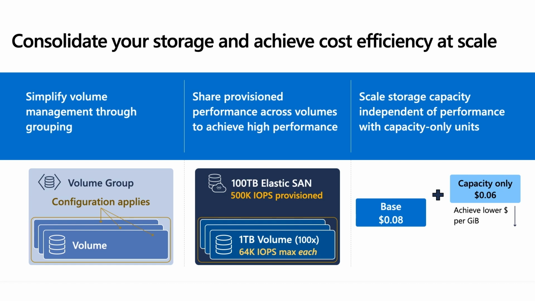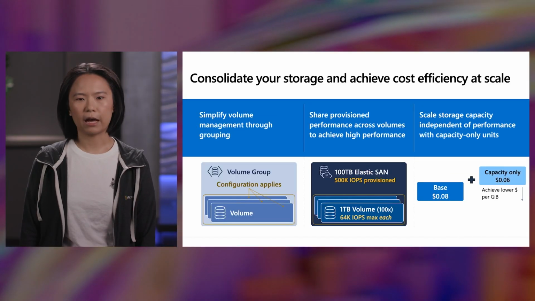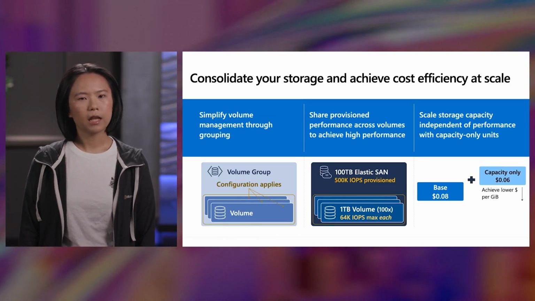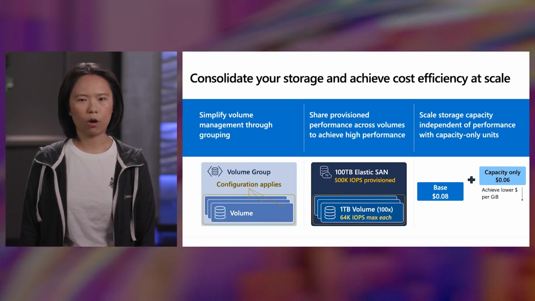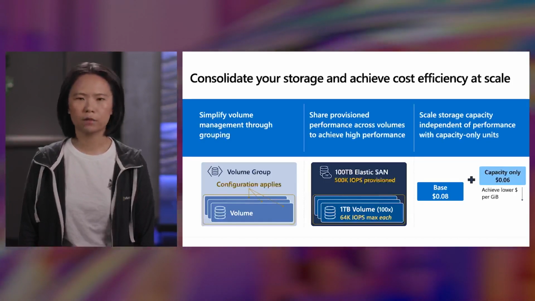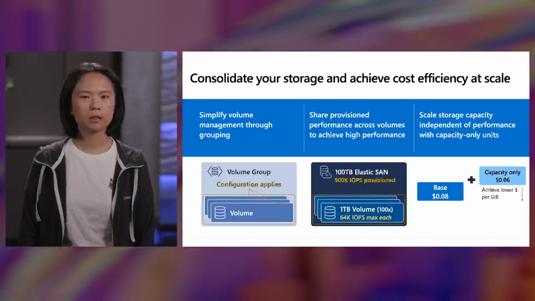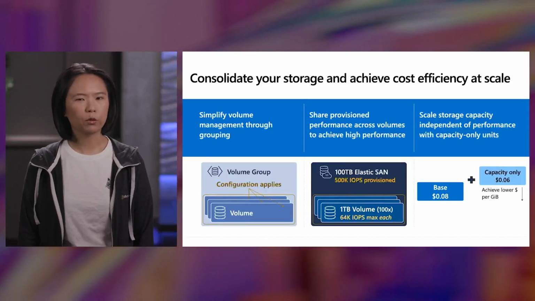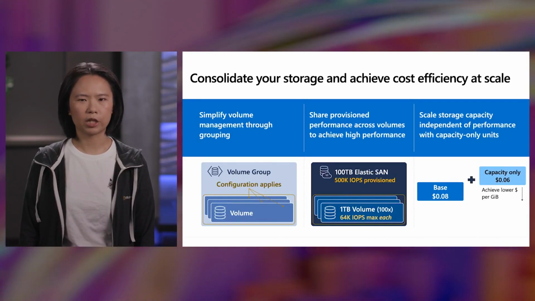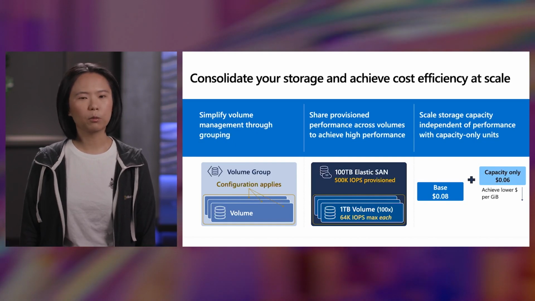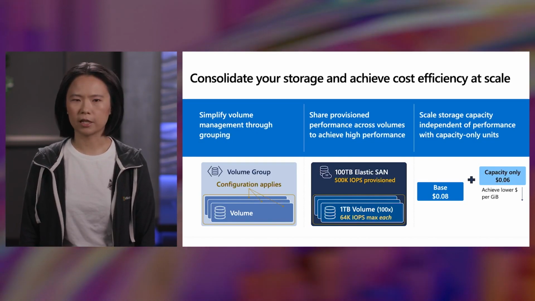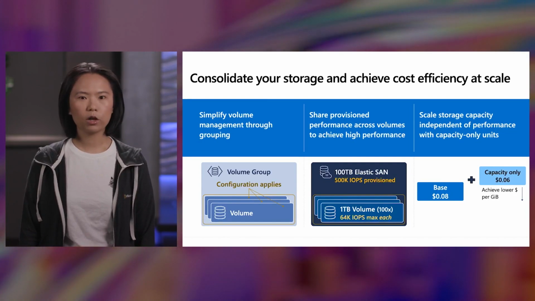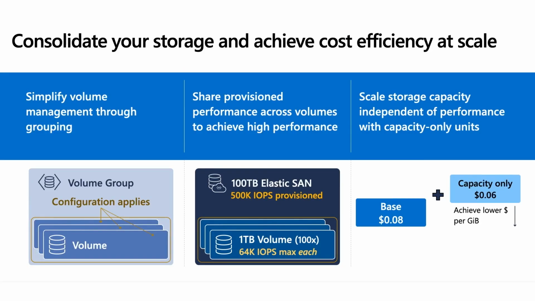For example, you can deploy a 100 terabyte SAN, which will give you 500,000 IOPS. These IOPS can be shared dynamically across 101 terabyte volumes, where each volume can hit a maximum of 64,000 IOPS. So the larger SAN you have, the better efficiency you can achieve, since you can access the available performance from whichever volume needs it.